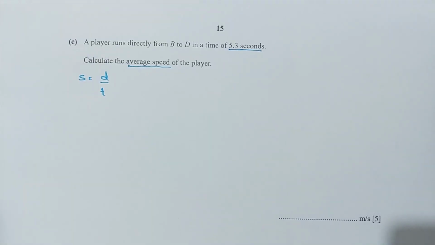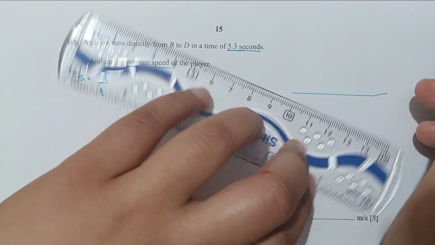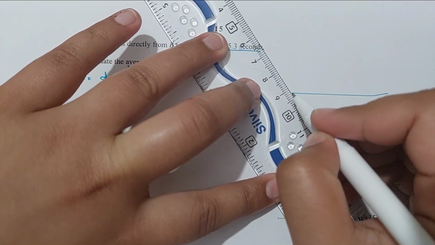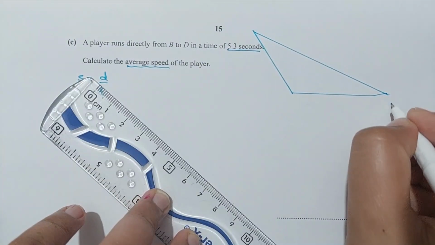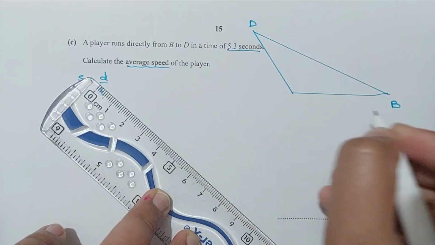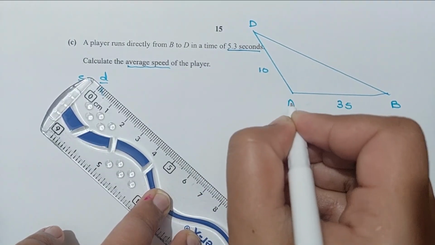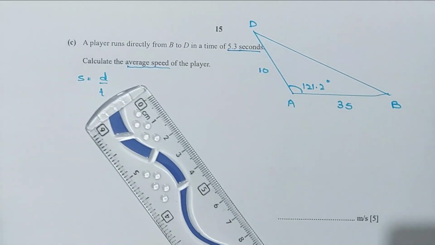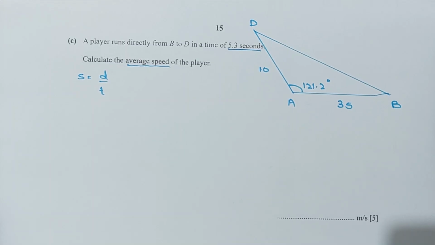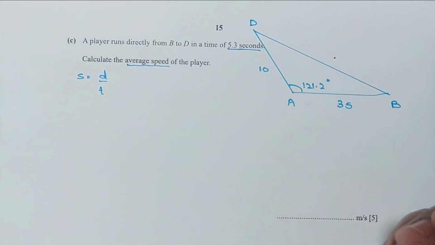121.2. Let me draw this triangle separately on the other page to understand the situation. Here the player runs from B to D. This is B and this is D. This length is 10 meters, this length is 35 meters, and this is A, and the angle is 121.2 degrees. Now we have to apply law of cosine to get this front side BD because its angle is given to us.